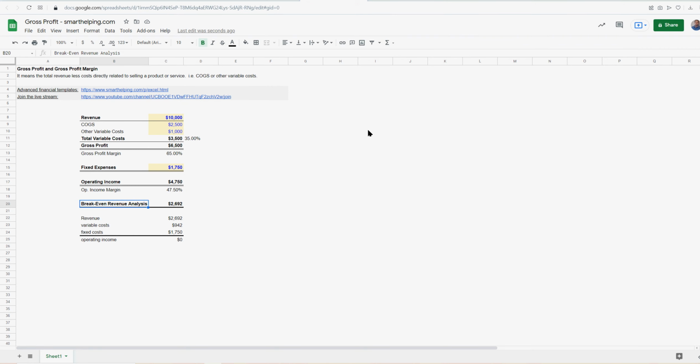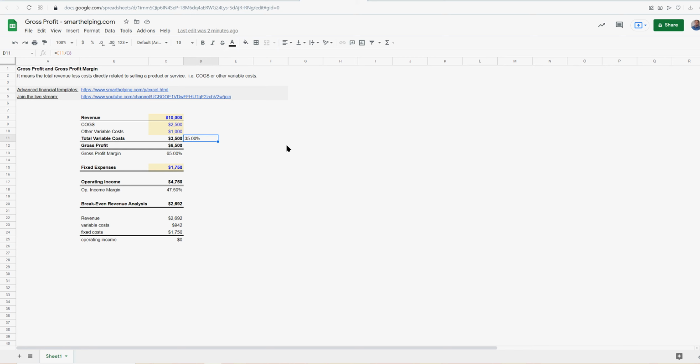You could also have a break-even analysis based on, if 35% is my variable cost, then my break-even revenue based on this fixed would be 2,692, which is essentially just taking the fixed expenses divided by 1 minus your variable. Which is essentially saying, okay, if I know that no matter how much revenue I make, my variable costs are going to be 35%, and inherently my gross margins are 65%, and my fixed expenses are 1,750, then for me just to break even, I need to make $2,692 in sales.